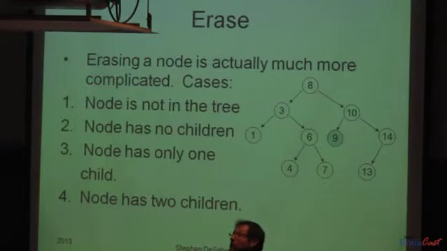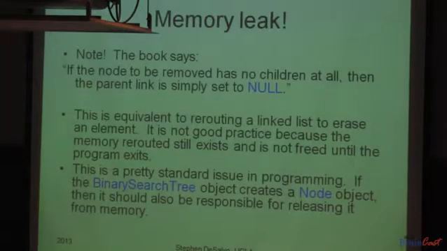Now, if it has one child, it's easier to think about, but let's do it in pictures. I think it's in the next few slides. Yeah, memory leak, the book says, if the node to be removed simply has no children at all, then the parent link is simply set to null. Yeah, okay, that's going to get you your memory leak. So you're not going to get any errors, you're not going to get anything complaining at you, yelling at you, it's just a leak, and that is egregious. You don't code that way.